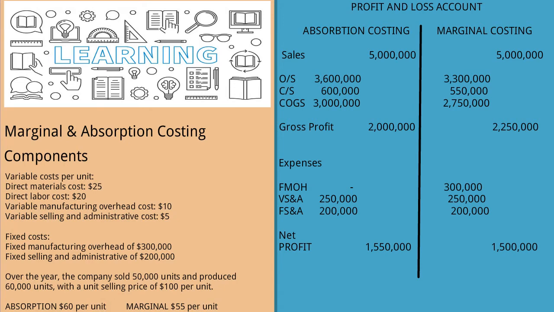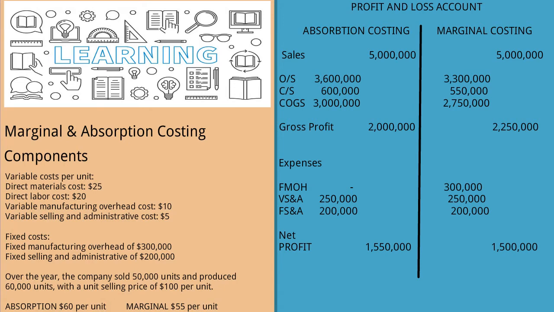And then if you take the closing stock from the opening stock, which gives you the cost of goods sold, which is 3 million, and the 3 million which you deduct from the 5 million sales gives you a gross profit of 2 million. But if we compare that to the marginal costing, we can see that in fact the cost of goods sold is going to be less, because you don't have the fixed manufacturing overheads of 300,000 in the marginal costing.